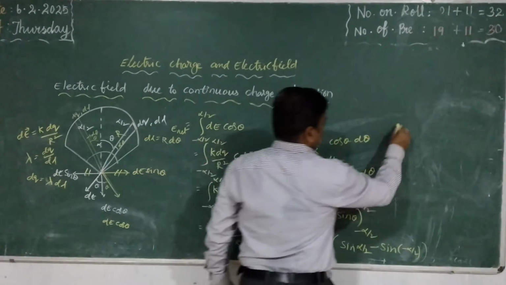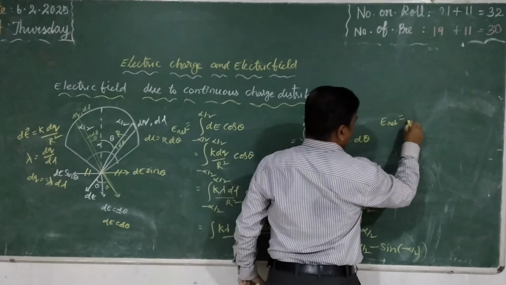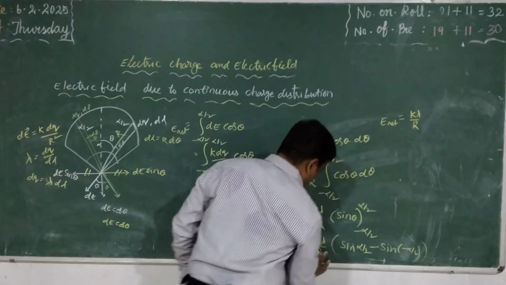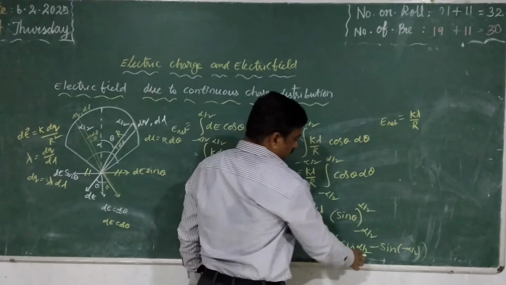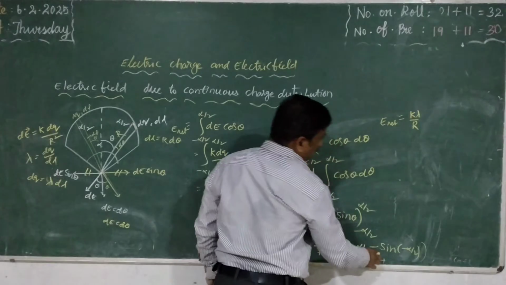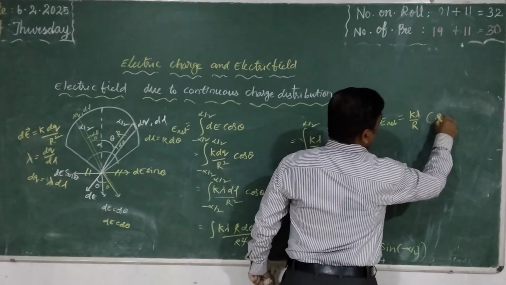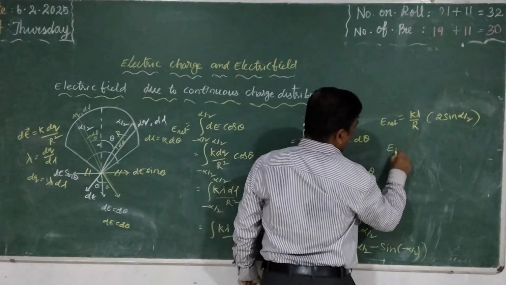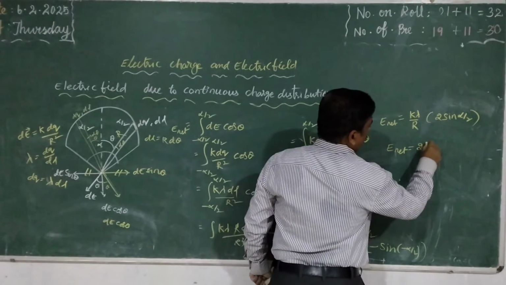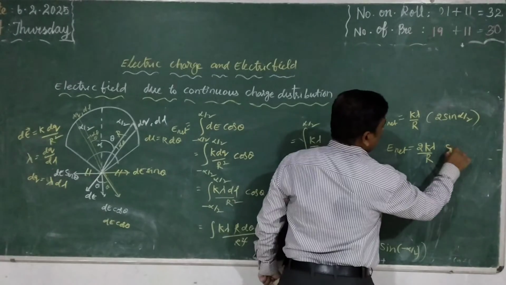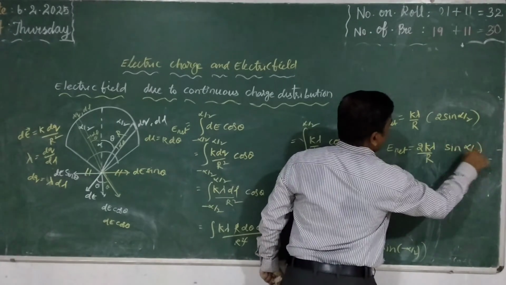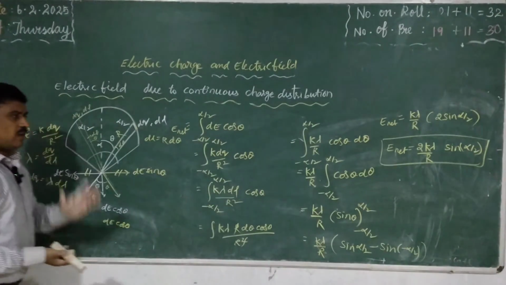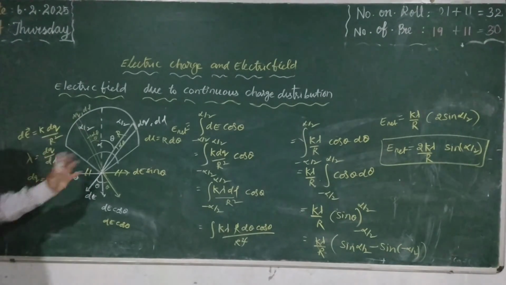E net equals k lambda by r, k lambda by r sin alpha by 2 plus k lambda by r sin alpha by 2. Minus of minus gives plus, so 2 sin alpha by 2. What we can write: E net equals 2k lambda by r sin alpha by 2. This is the general case, and before we find the semicircular and quadrant cases, we can use this formula.